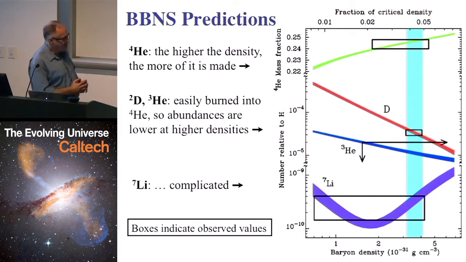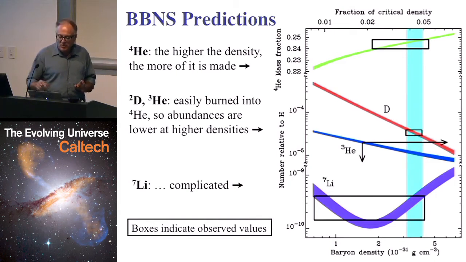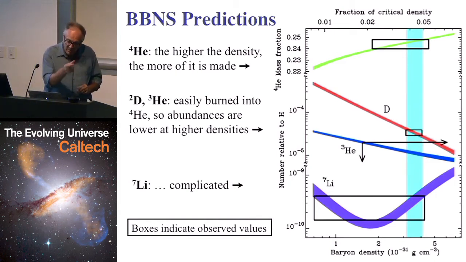But this is essentially how this is done. What's shown here on the x-axis is the density of the baryons at the time of nucleosynthesis, extrapolated to today. And on the y-axis is abundance relative to hydrogen. So different bands show predictions of the theory. They're not lines, they're bands because there's some uncertainty of the modeling and so on. And the boxes are showing you the actually observed value. And you can see that they agree pretty well.